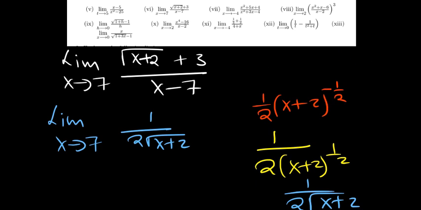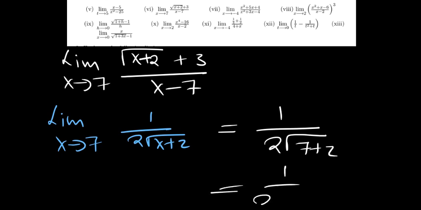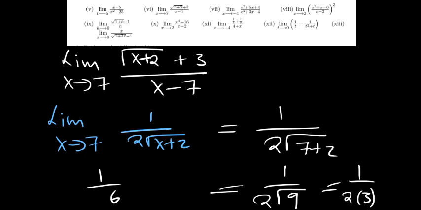So at this point we're at liberty of substituting, if it's not going to be undefined. So we're going to have 1 over 2 root of, where is x, we're going to put a 7 plus 2. So we have 1 over 2 root of 9. So we have 1 over 2 times root of 9, which is 3. So 2 times 3. So you end up with 1 over 6 as the limit for this beautiful question.